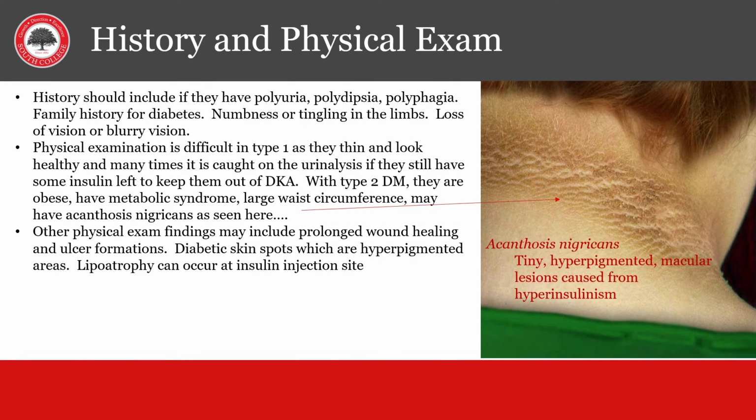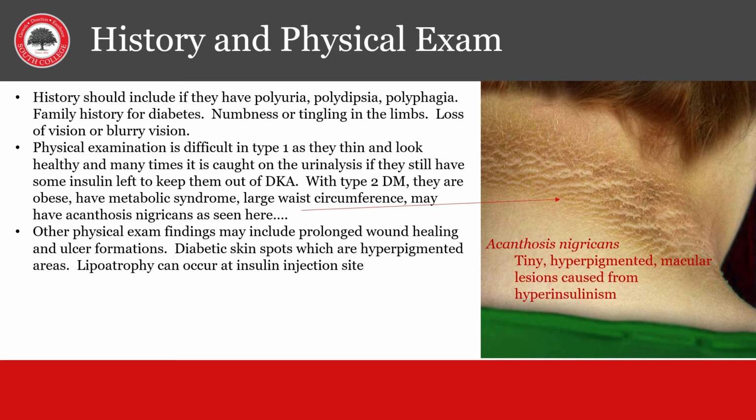History should include if they have polyuria, polydipsia, polyphagia, family history for diabetes, numbness or tingling in the limbs, loss of vision or blurry vision. Physical examination is difficult in type 1 as they are thin usually and look healthy many times. It is caught on the urinalysis if they still have some insulin left to keep them out of DKA. With type 2 diabetes mellitus, these are obese.